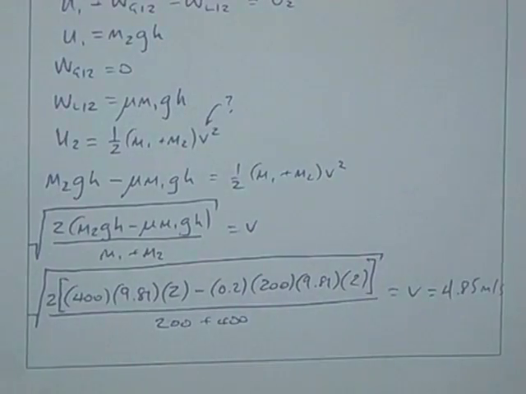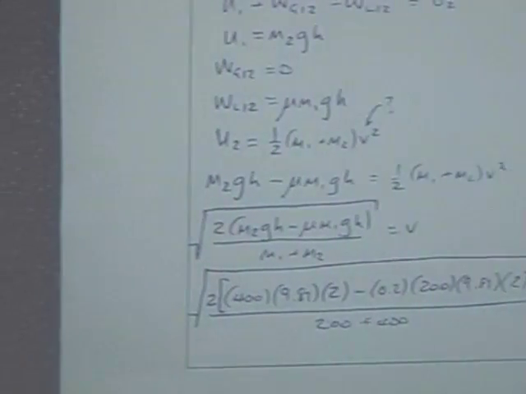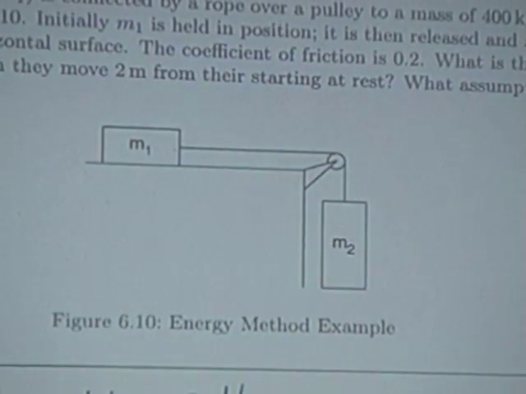The last part of the question says, what assumptions have we made? What are we assuming about the pulley? That it's frictionless, that it's moving without friction. The other thing we're assuming is that there's no air resistance. We're in a vacuum. Those things would also contribute to our work lost between point 1 and 2.